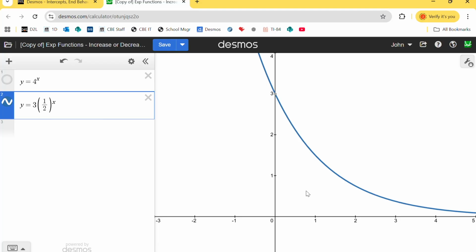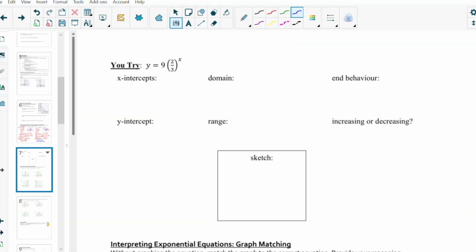End behavior: as x approaches positive infinity, y approaches 0. It approaches that horizontal asymptote. As x approaches negative infinity, y approaches positive infinity. So that's our end behavior. And of course, this is our decreasing function. Let me put both of them side by side. Class example. You can pause it here and give it a try.